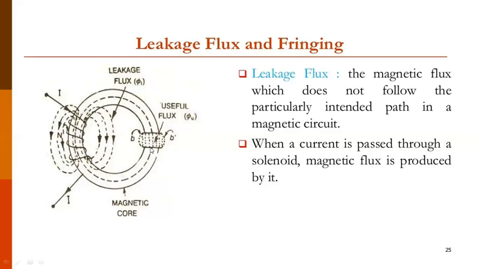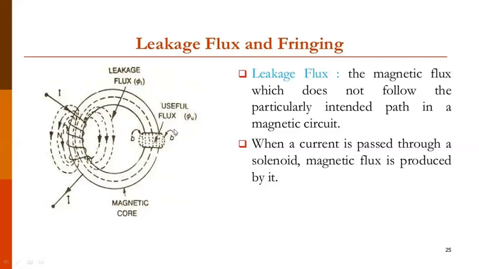Now such a flux which is available in the air gap and is utilized to produce the desired effect is called useful flux. Whatever flux is inside this air gap is used to operate a certain thing, that is, it is utilized for a certain operation. The flux present in this air gap is called the useful flux, that is phi u.